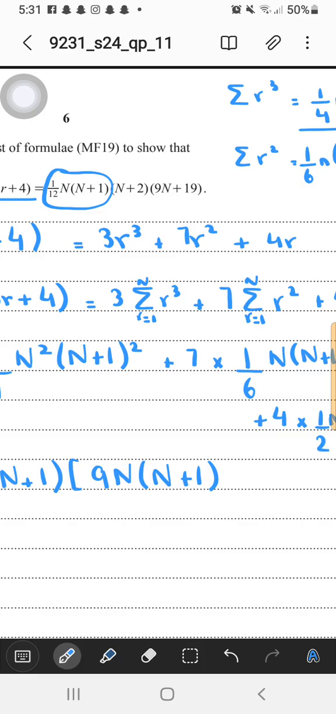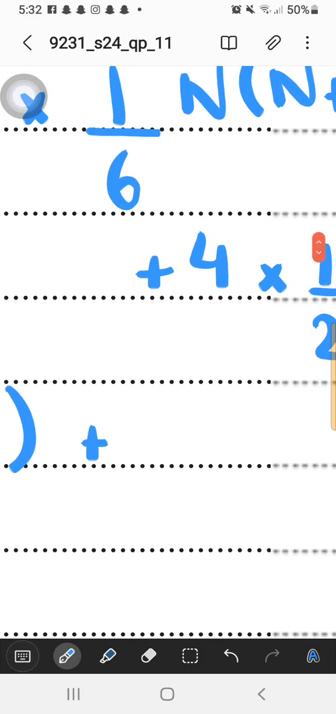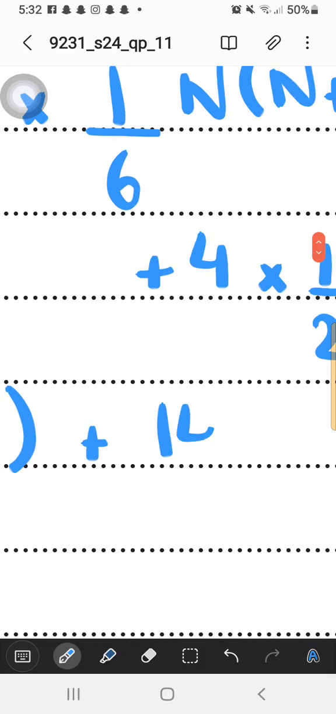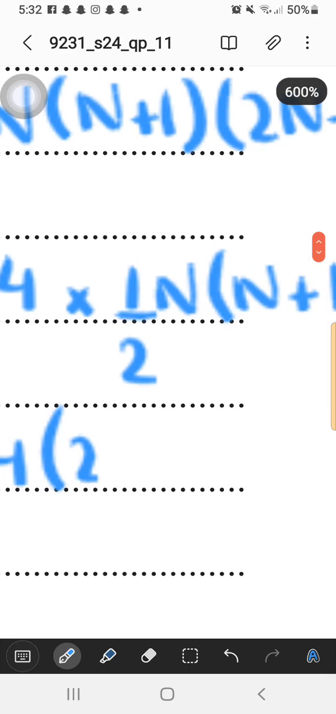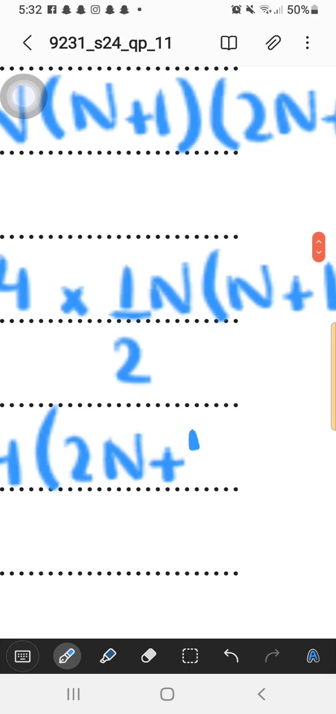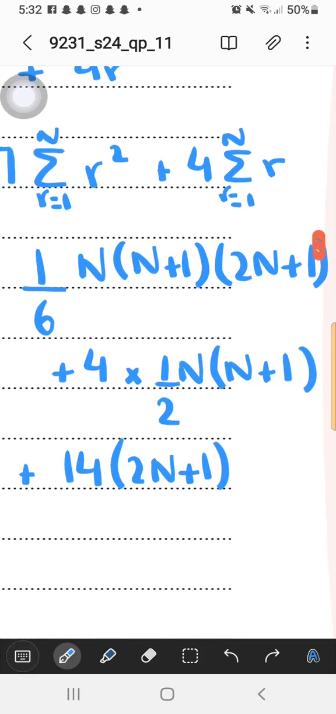So what should be here instead of 7 upon 6? If we do 7 upon 6 divided by 1 upon 12, we will get 14, so here plus 14, and the remaining term is 2n plus 1, because this n and n plus 1 got factored out.